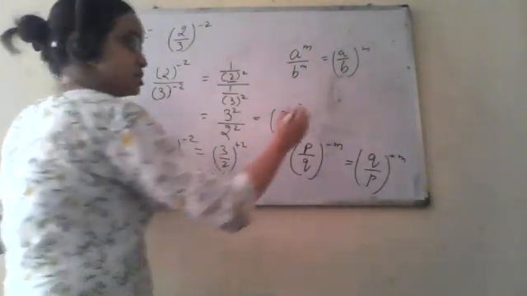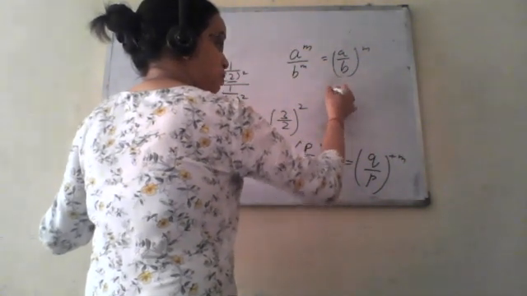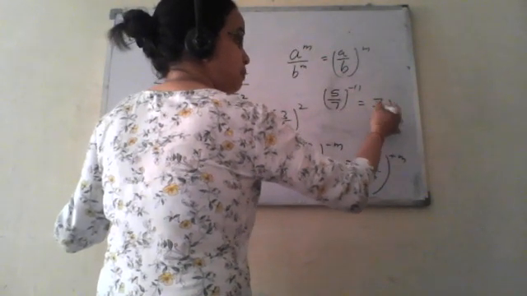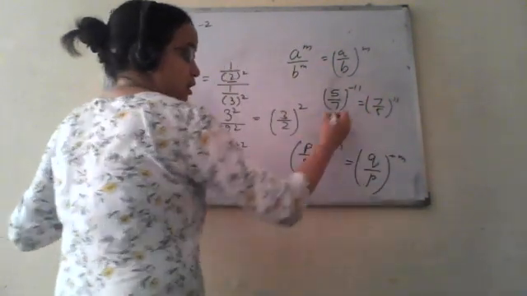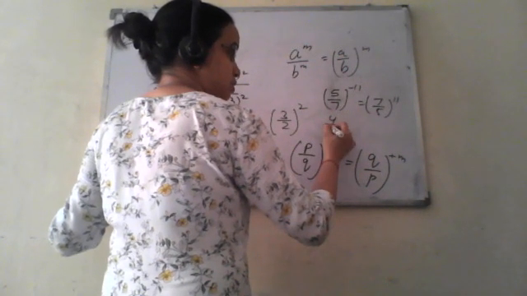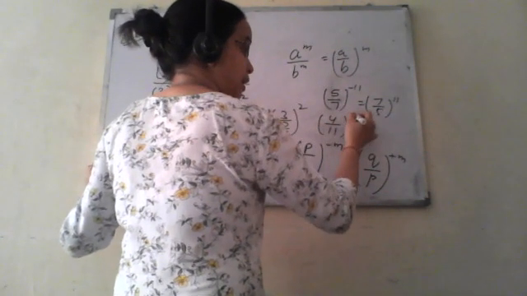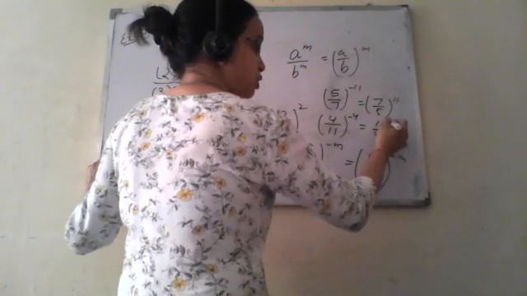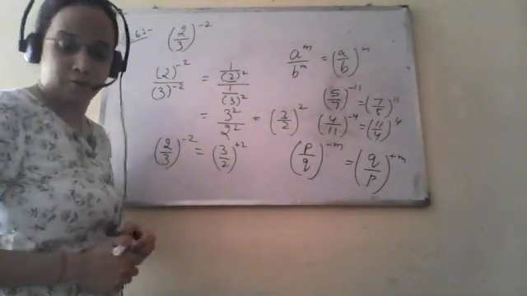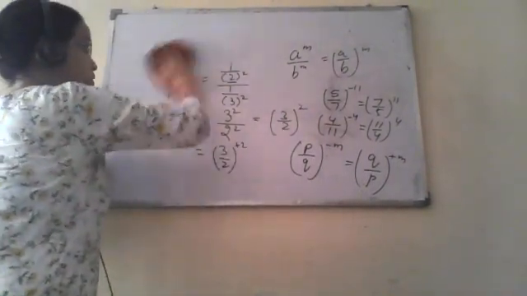Clear? See one example. This is (5/7) to the power minus 11. It will become (7/5) to the power plus 11. Or say (4/11) to the power minus 4. It will become (11/4) to the power plus 4. So this way we have to write it with a negative sign. Clear? Now next example.